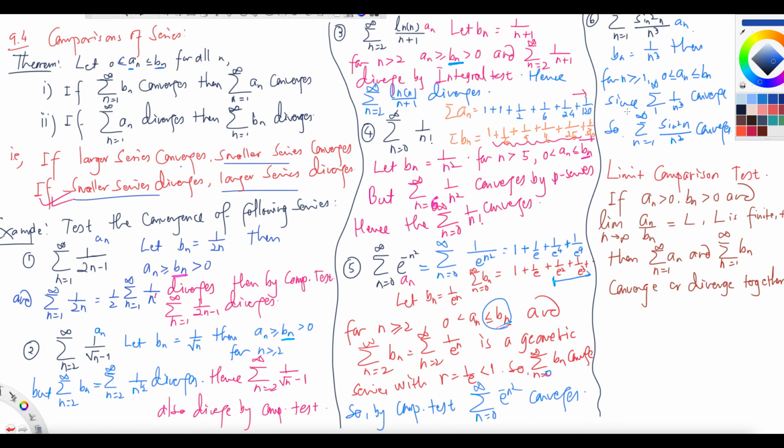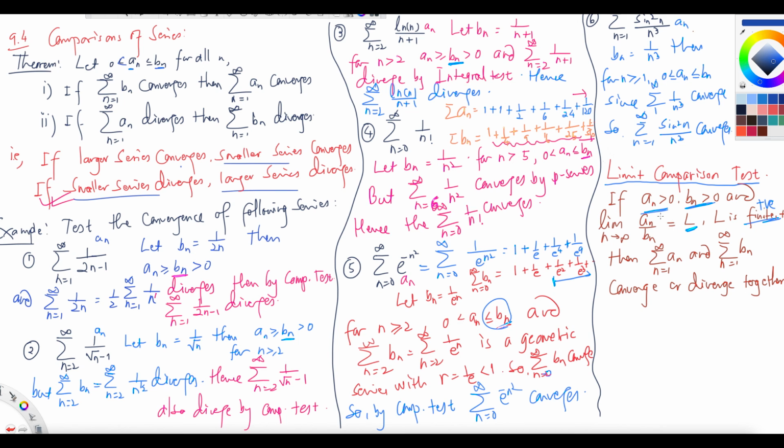There is another comparison test that we call the limit comparison test. Let me write the theorem for that, or the rule for that. What does it say? If a_n is greater than 0, meaning all the terms of the sequence are greater than 0, and all the terms of b_n are greater than 0, so both series are series of positive terms, and if the limit of the nth term of a_n over b_n equals L, a finite positive number, you see that? Finite and positive.